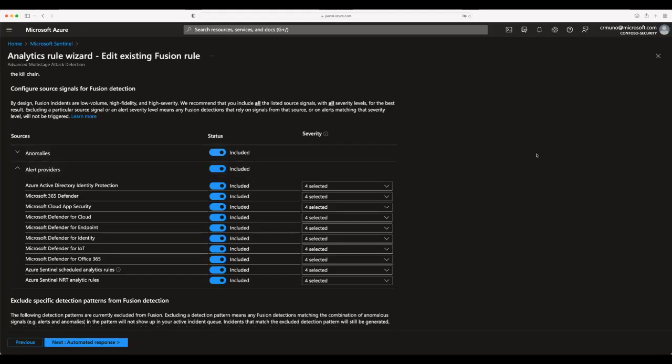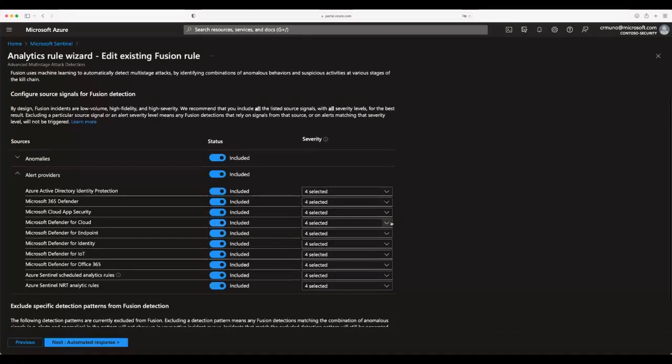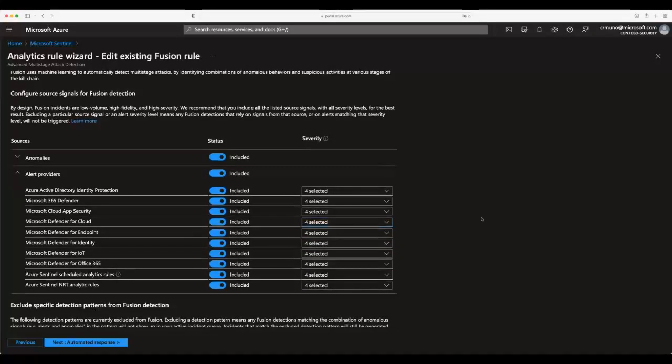At the end of the day, anything that you include or exclude has to have some sort of purpose. So if I exclude Defender for Endpoint or Defender for Cloud, or maybe I only want to exclude certain severity levels, I have to have a why behind it. And what's the use case?